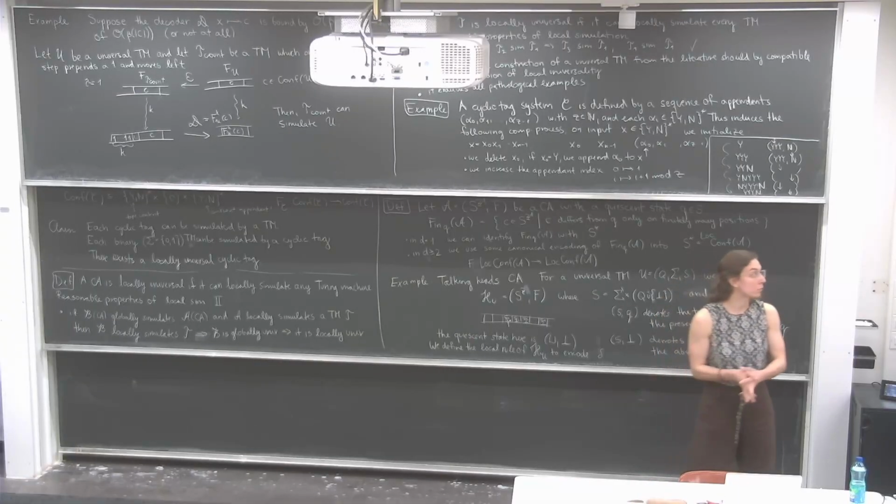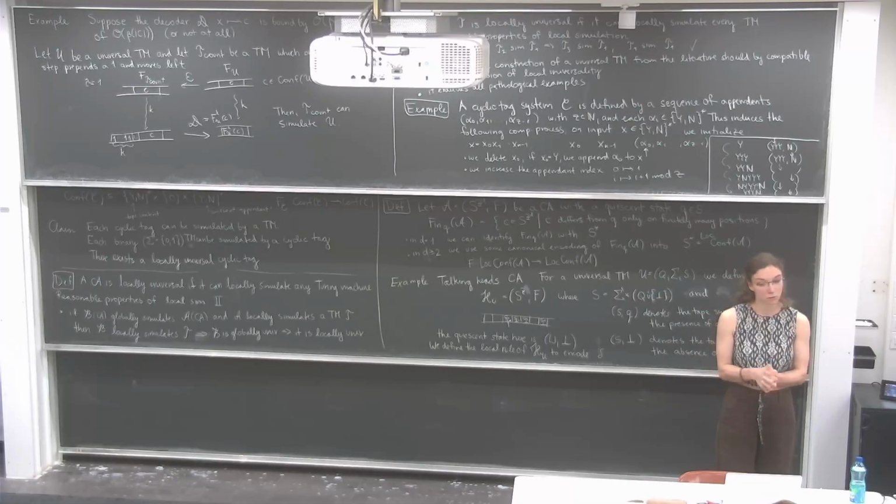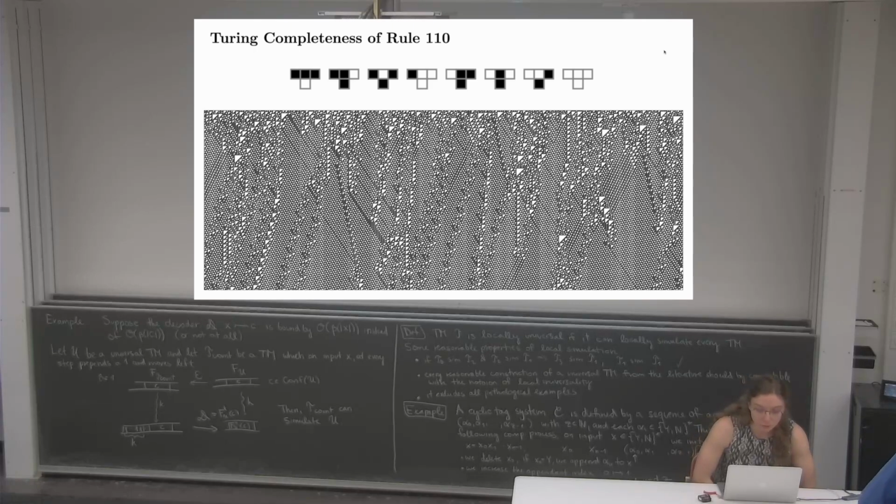So let's take a break and start at 15. So what you see here is the rule table of an elementary cellular automaton 110.